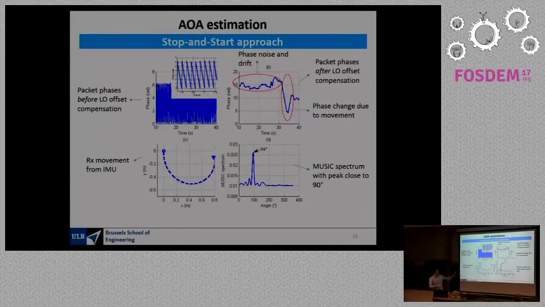So this is the IMU processing I already showed on the previous slide. And then you combine the phase of the different signals and the position every time you received one of these packets, and you enter this into angle of arrival estimation algorithms such as MUSIC. So in this case we use MUSIC. You get the MUSIC spectrum, and you can see that you have a clear peak here, which is at 94 degrees. Which corresponds to the setup we have in the anechoic chamber. So the real angle is at 90 degrees, so we have a few degrees error.